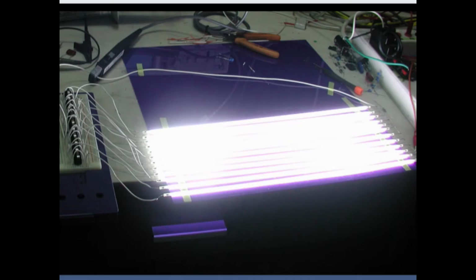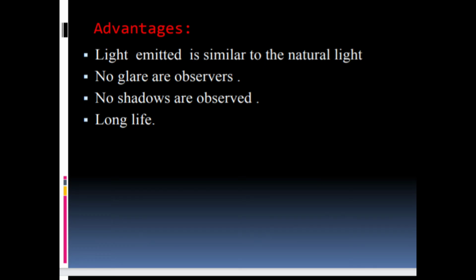Now this is the picture of fluorescent tube. Then advantages of this. First, light emitted is similar to natural light. No glare is observed, no shadows are observed, and long life. So this is very advantageous for us.